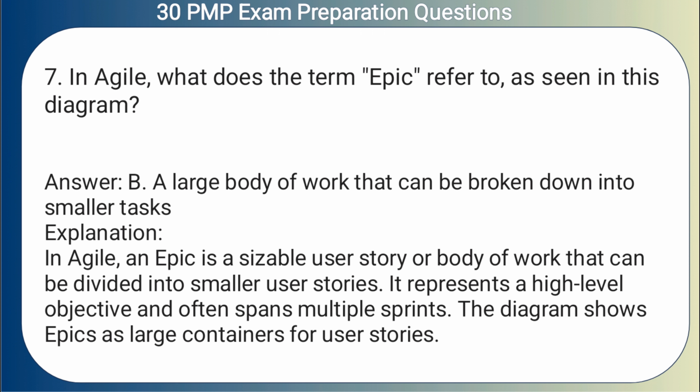Explanation: in Agile, an epic is a sizable user story or body of work that can be divided into smaller user stories. It represents a high-level objective and often spans multiple sprints. The diagram shows epics as large containers for user stories.